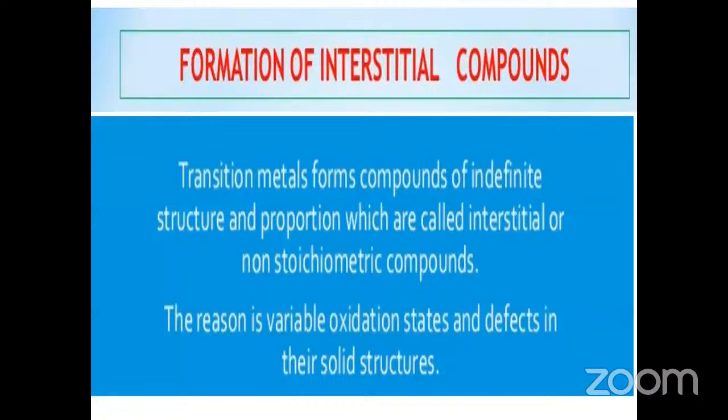They can form interstitial compounds also. The transition elements form interstitial compounds. What are interstitial compounds? The transition metals form compounds of indefinite structure and proportions, which are called interstitial non-stoichiometric compounds. The reason is variable oxidation states and defects in their solid structures.